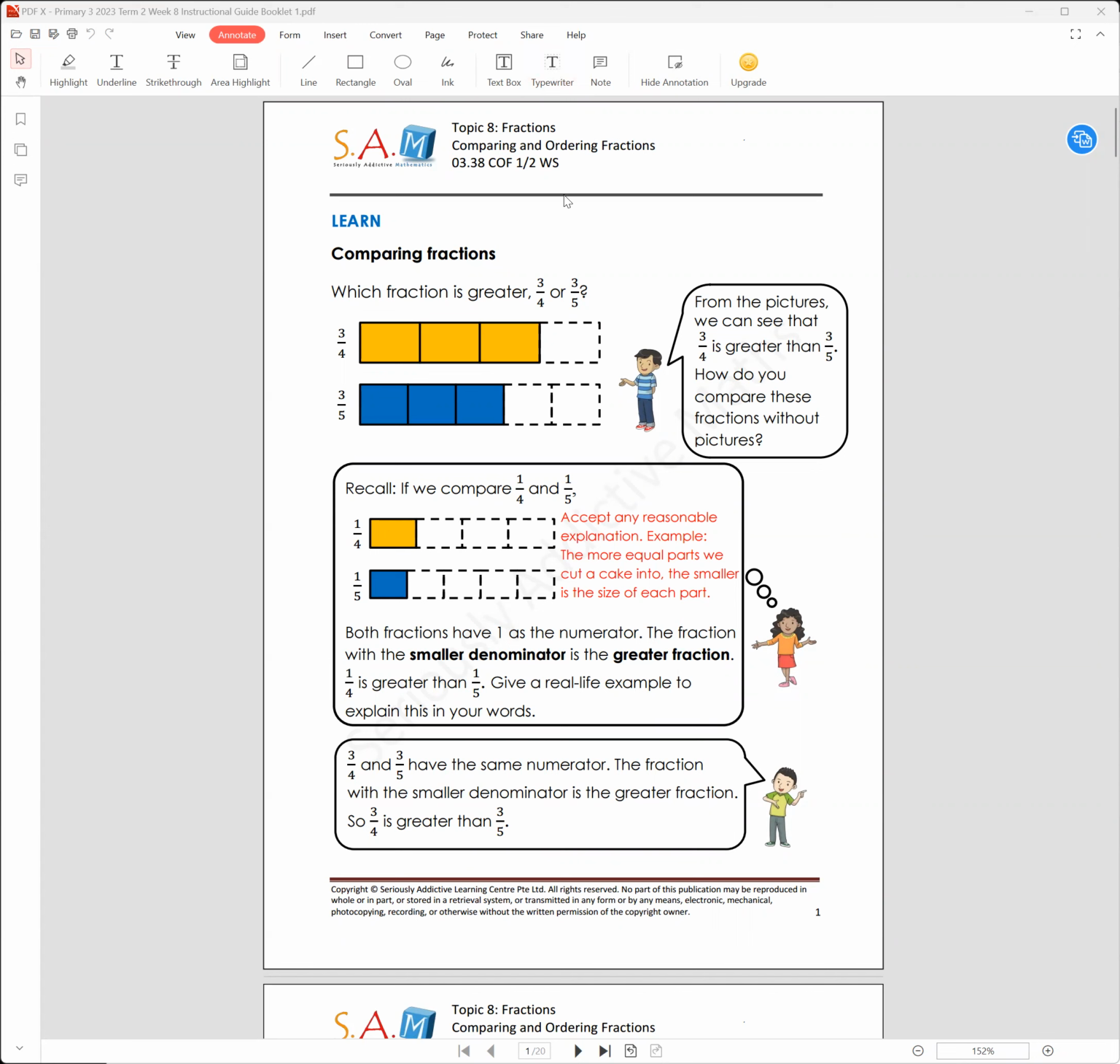Now, for this week, there are two booklets. The first one is on comparing and ordering fractions. The second book is the same one that we did as an additional booklet for last week, right? I'll talk more about it in a bit.